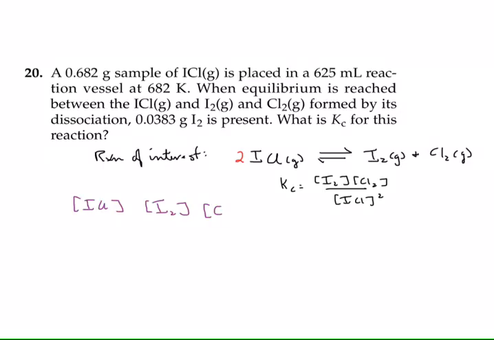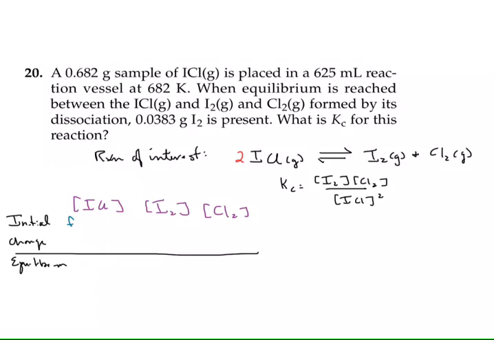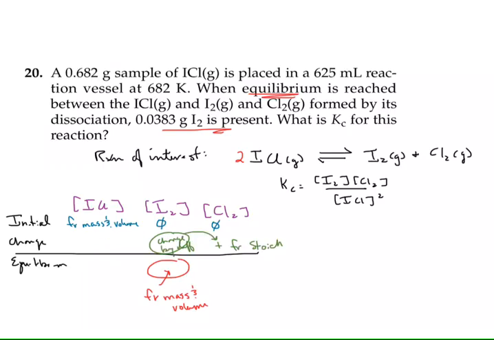So here's my ICE table: initial, change, and at equilibrium. In this case, it's a little more straightforward. You don't have any products, you just have some reactants, so it's going to have to go from left to right. From what I have here, you're given the equilibrium concentration of one of the two products, so you can get the change and then apply that change to the other product and the reactant.